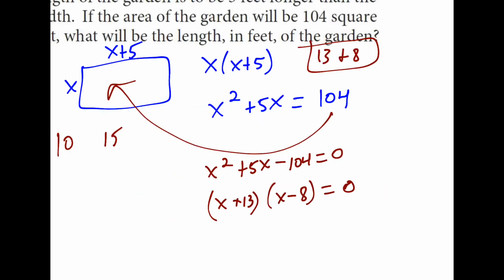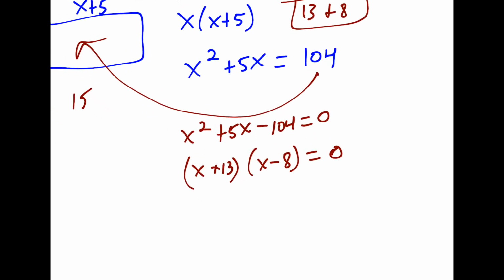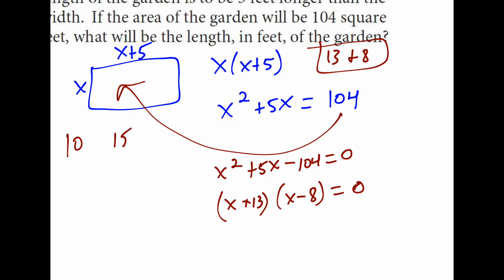We could solve this quadratically by setting equal to 0 and factoring. However, at that point, we're already finding factors that multiply up to 104 and add up to 5 anyway, so why not just guess and check?